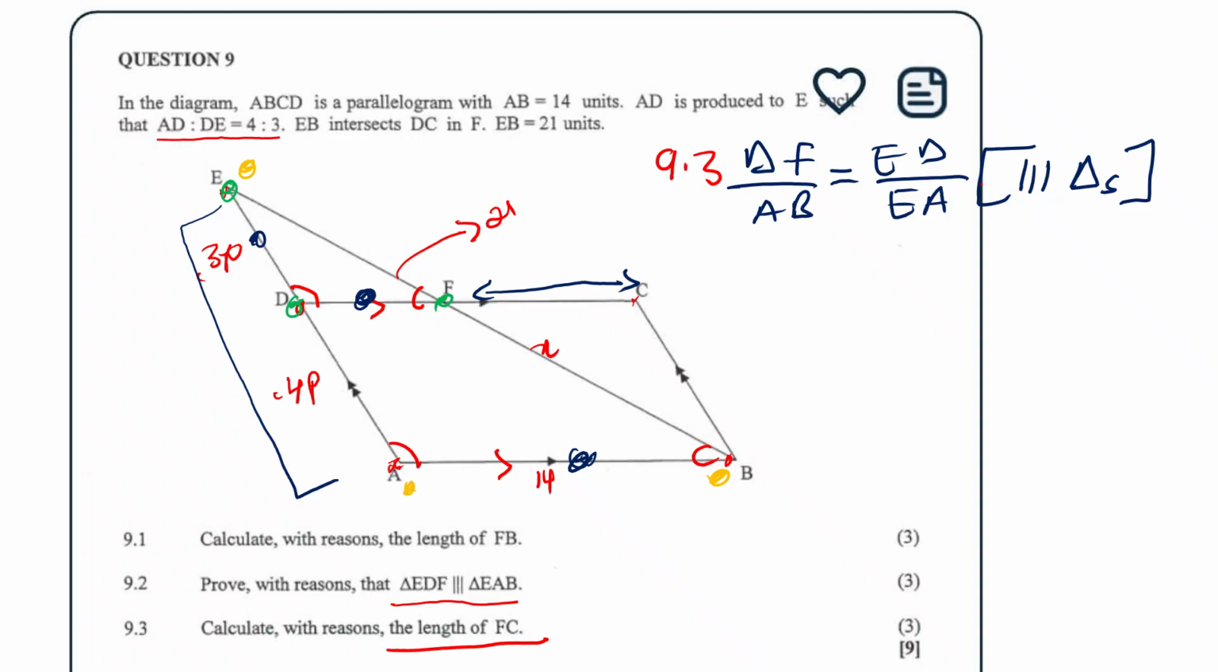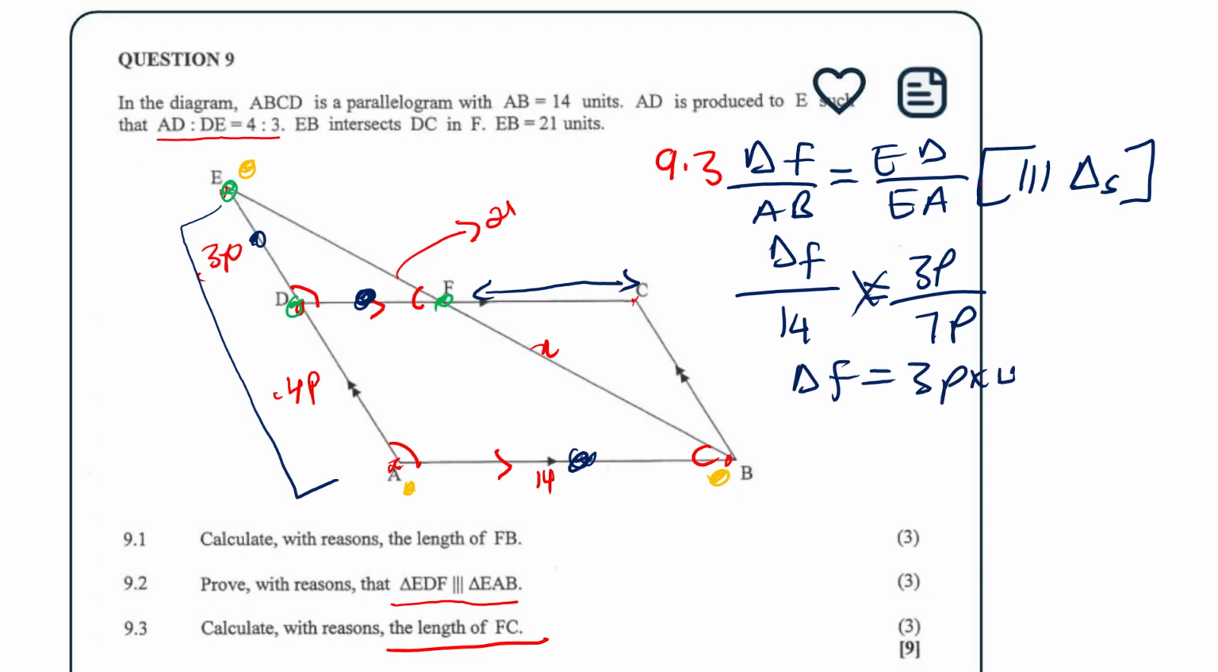So DF over AB, where AB is 14, is equal to ED, which is 3P, over EA, which is 7P. Now we can cross multiply, and DF is equal to 3P multiplied by 14 over 7P. Therefore DF is equal to 6 units.